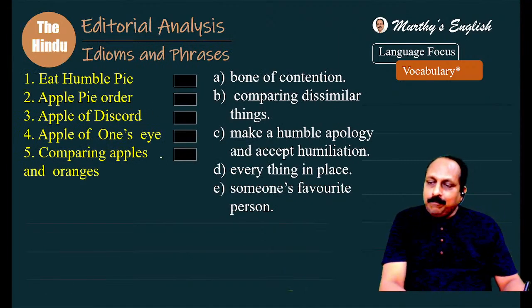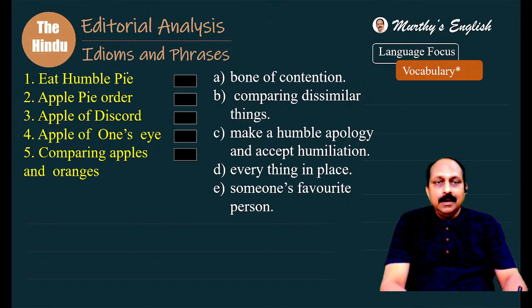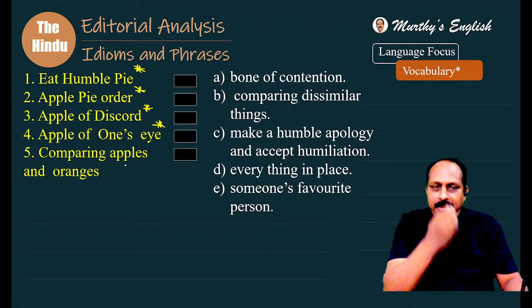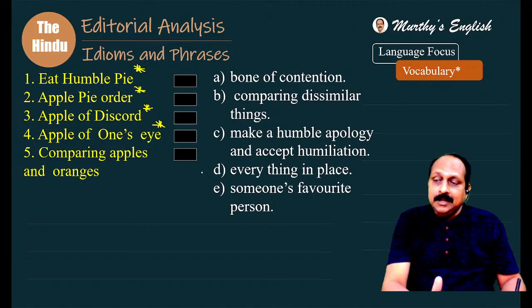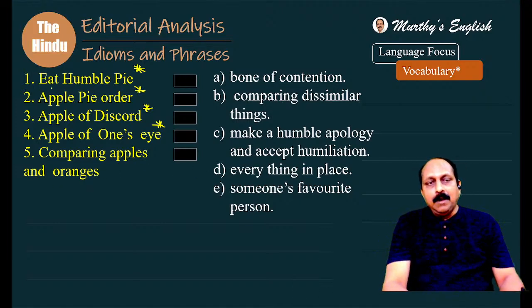I have brought 5 idioms, all are important. Humble pie, they have given many a time, SBI. Apple pie order, they have given many a time. Apple of discord, they have given many a time. Apple of one's eye, they have given many a time. Comparing apples and oranges, they gave in SSC, not in bank exams. But the first four, bank exams have given many a time.